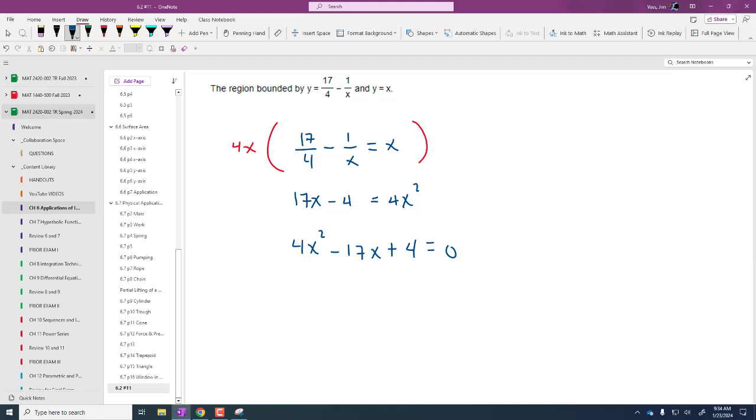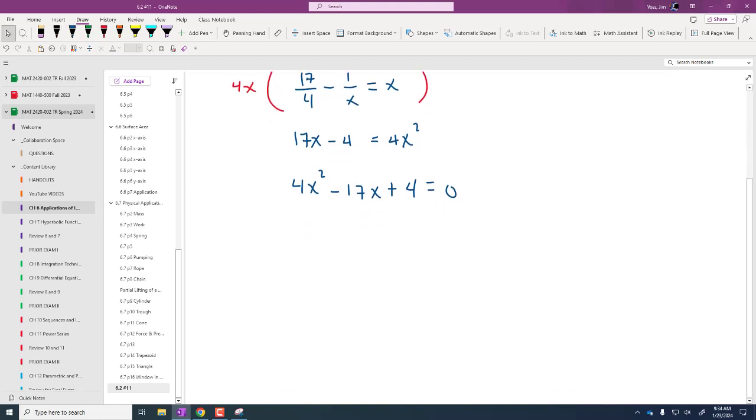That looks very unlikely to factor, so we just have to use the quadratic formula. So x is going to be negative b plus or minus the square root of b squared minus 4ac, all divided by 2a. So we have that thing, and then we just have to simplify that, and that's going to be one of our endpoints.